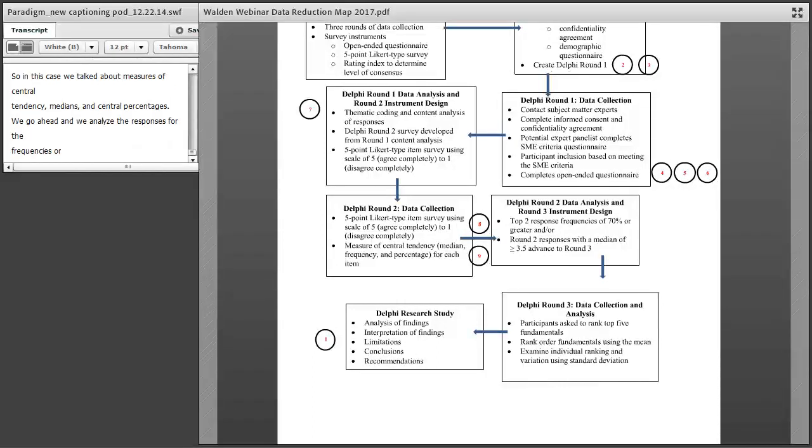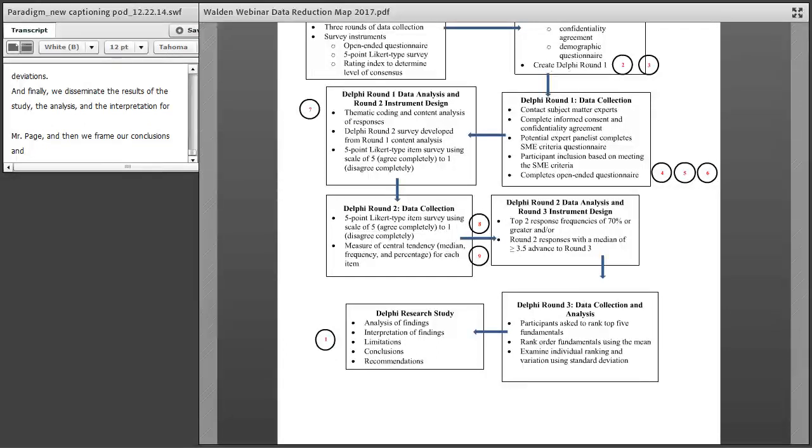And again, we move those over to a third round of data collection. So those items that pass the hurdle will get sent out electronically again, and we may ask our participants to re-rate, or we may ask them to rank the top 5 elements or fundamentals. If we're using a ranking, we then switch into a weighted mean calculation, and we examine individual ranking variations, and we use standard deviations. And finally, we disseminate the results of the study, the analysis and the interpretation. And then we frame our conclusions and our recommendations.